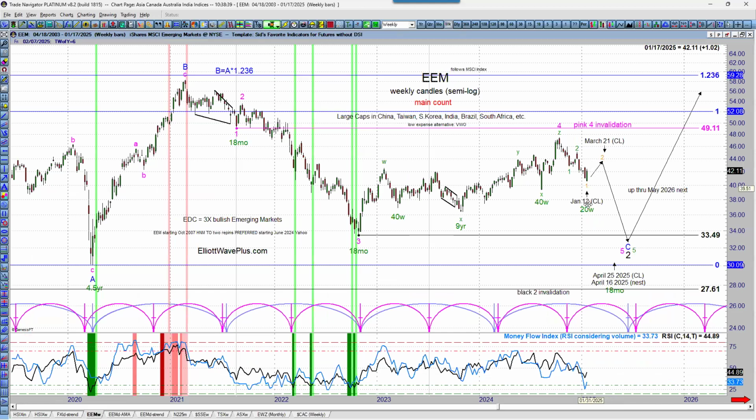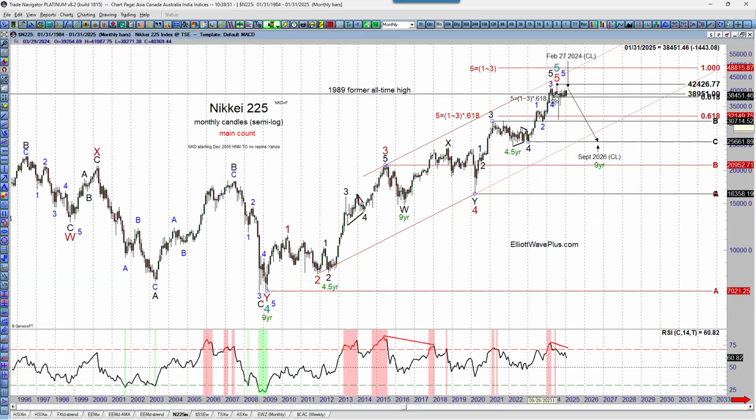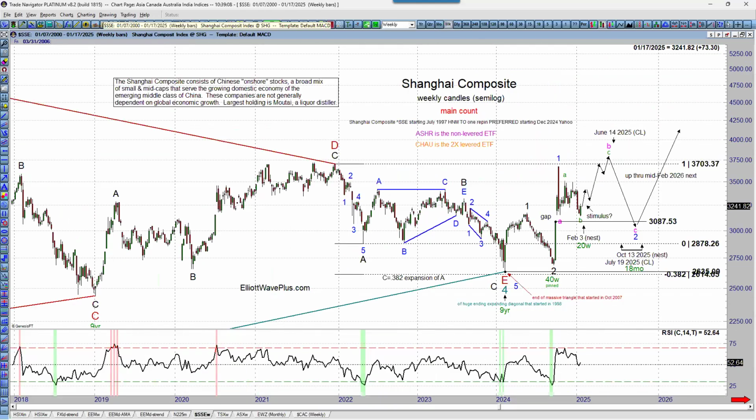Also, EEM has been bouncing out of a 20-week cycle trough, looking for a move up through mid-March next before giving way to the downside through mid-year. Nikkei likely to stay up through late February. This month has actually been rather negative on the Nikkei, but it's likely to stay up and stay in this sideways structure through the end of February, according to Hurst.